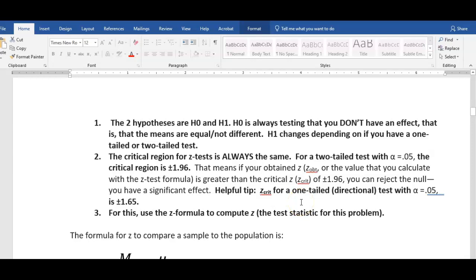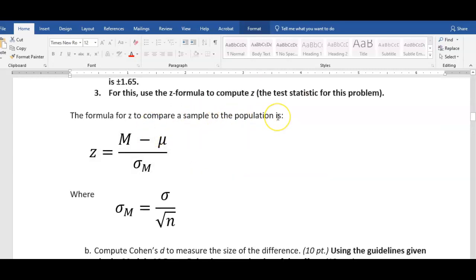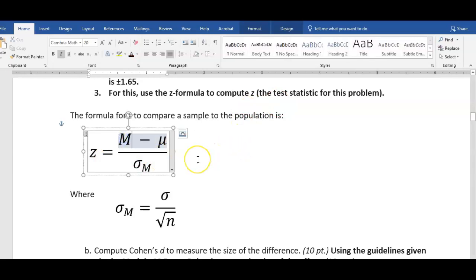So once you understand what the critical region is and what they mean by Z obtained versus Z crit to make your decision, it becomes really easy. All you have to do is plug in the numbers that you were provided into the formula and do the calculations. So the formula for Z to compare the sample to a population, our sample of 100 versus the population mean of 50, is to plug in the mean for the sample, which was 53.8, minus the mean of the population, which was 50, divided by the standard error of the mean, where you calculate that by dividing standard deviation by square root of n. So in this problem, it'd be 15 divided by 10.